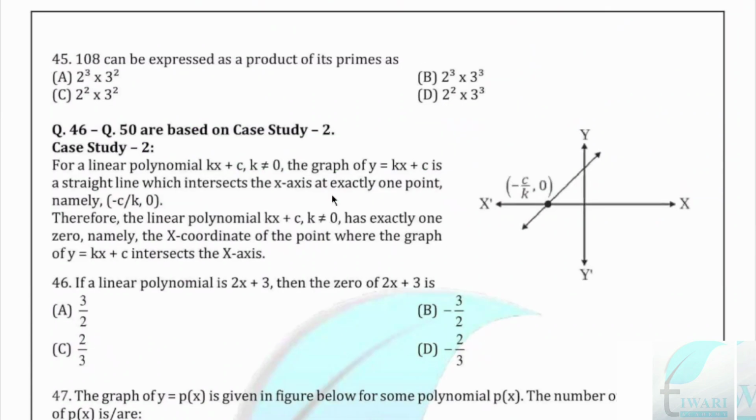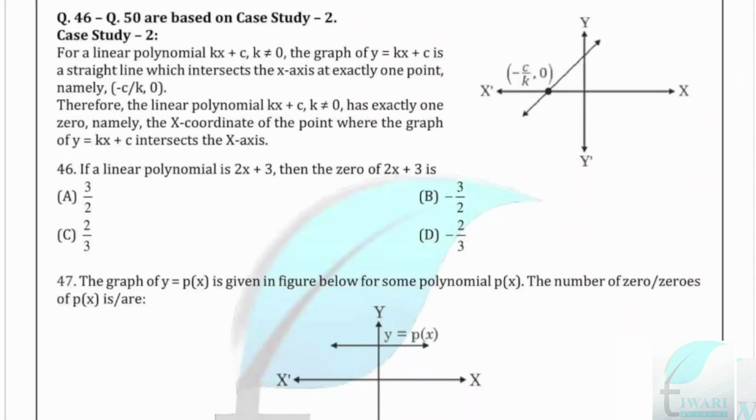Coming on to question number 45. 108 can be expressed as a product of primes as? So first we will do prime factorization of 108. 108 can be written as 2 into 2 into 3 into 3 into 3. So this can be expressed as 2 to the power 2 into 3 to the power 3. So option D is the right answer.